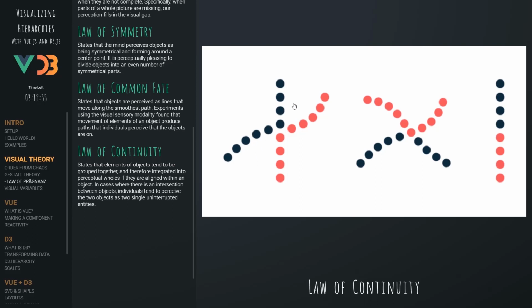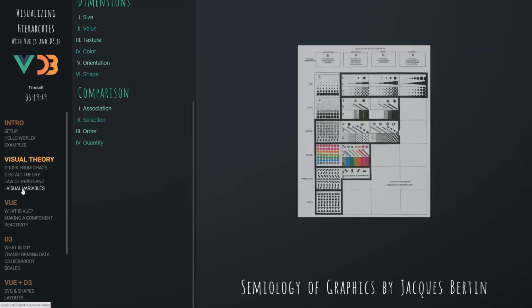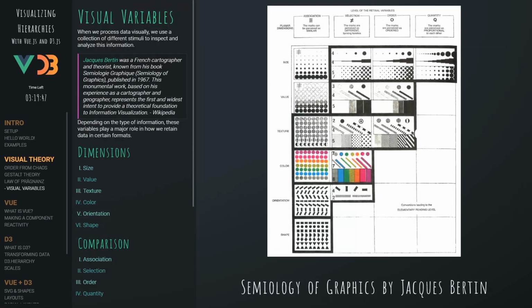So when you see an object and it's made out of parts that seem to be continuing in a specific direction, we will tend to group those. Okay, so now from all those laws, we need to determine, by using these laws, what can we show that has certain value, right? And this brings up these visual variables.